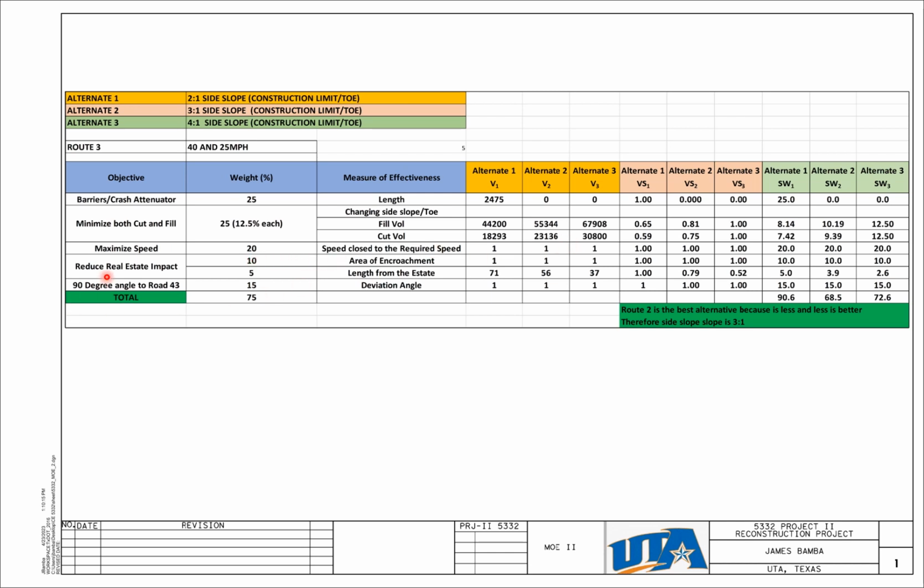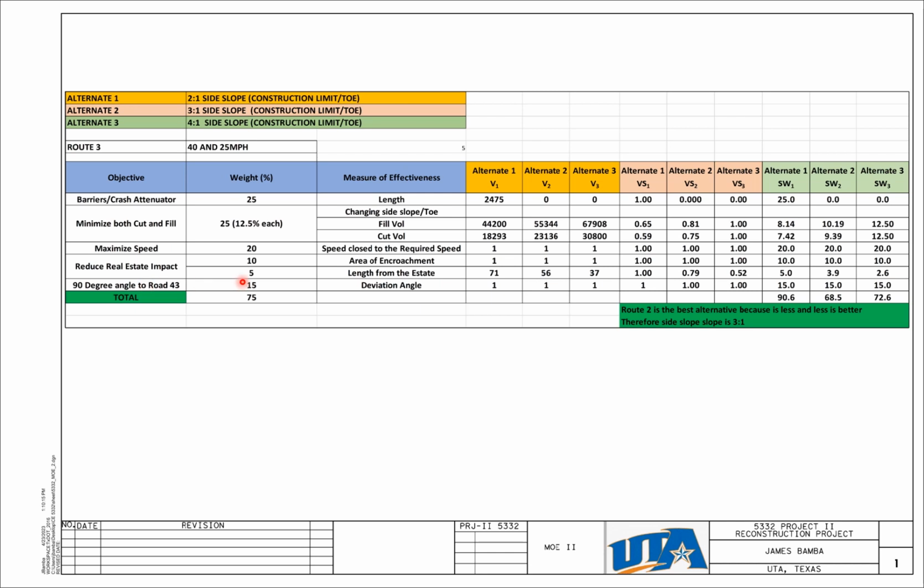For the real estate impact, I made sure that I divided it into two. One is the area of encroachment and the other is the land from the toe to the real estate. For the area of encroachment, I did not impact the estate at all, even with a 4:1 slope, because that is the steepest one. So nothing changed in my MOE.